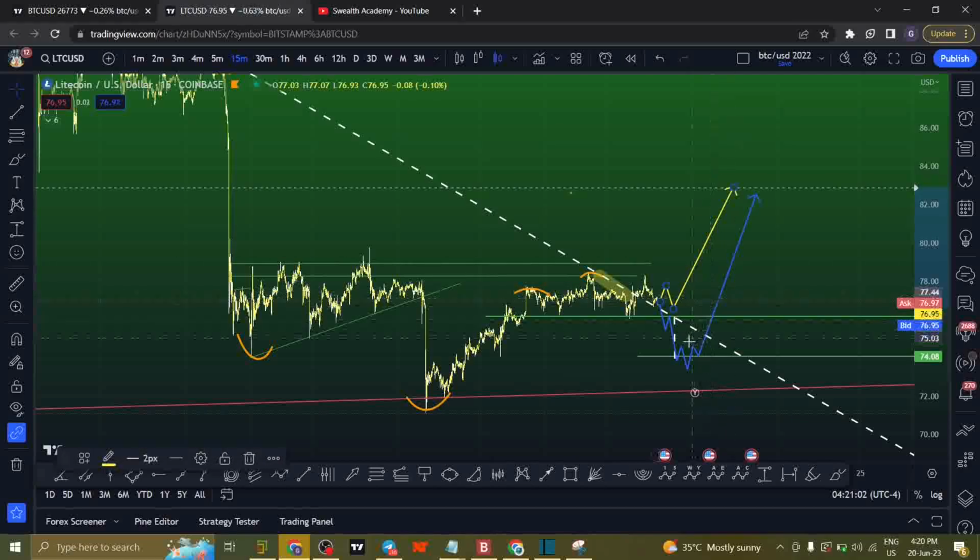Now, if Litecoin for any reason continues to lose momentum, bulls are no longer in control, there's no demand, then look out for 74 target and then a further continuation. Nevertheless, both scenarios are giving us a rally towards $82.